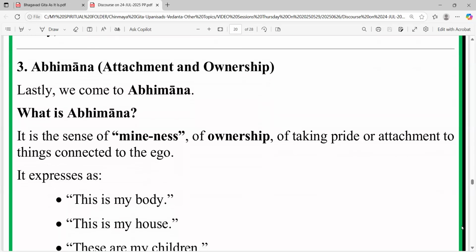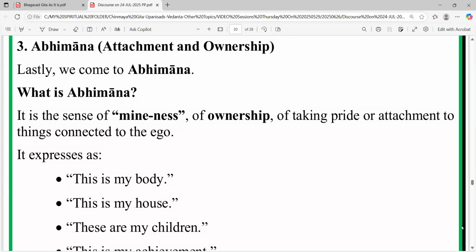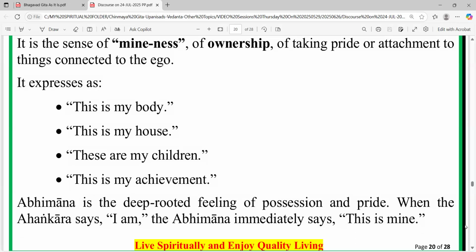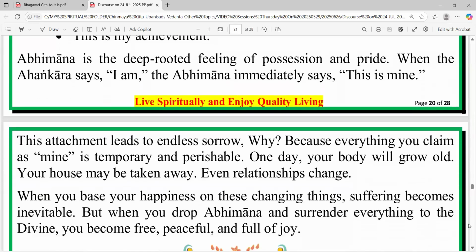Number three, Abhiman. It is the sense of mineness, of ownership, of taking pride or attachment to things connected to the ego. It expresses as this is my body, this is my house, these are my children, this is my achievement. Abhiman is the deep rooted feeling of possession and pride. When the Ahankar says, I am, the Abhiman immediately says, this is mine.